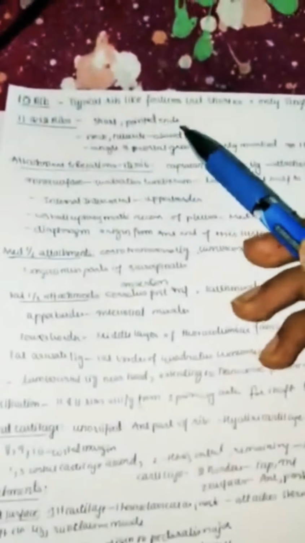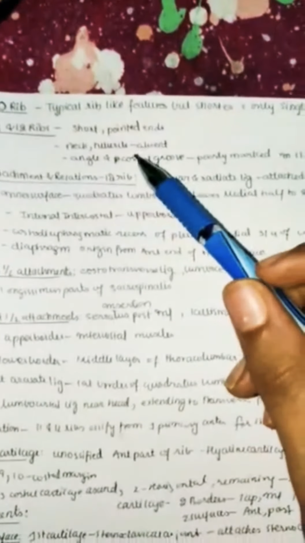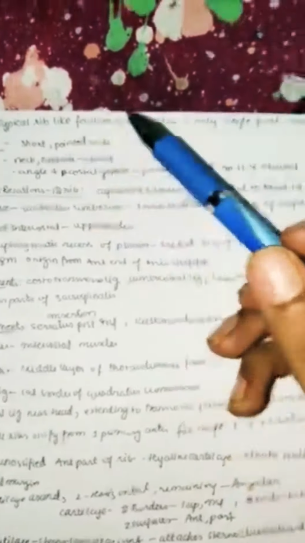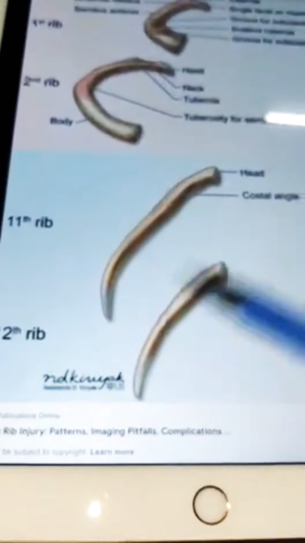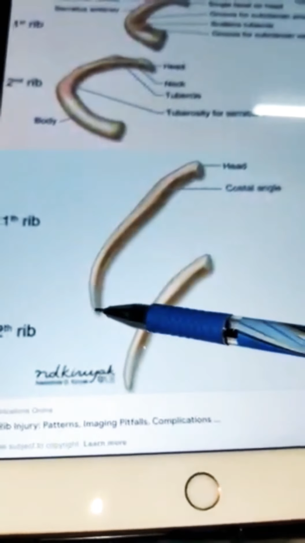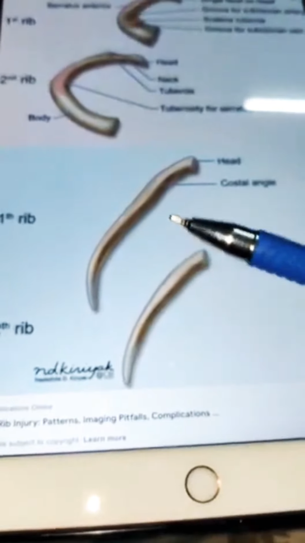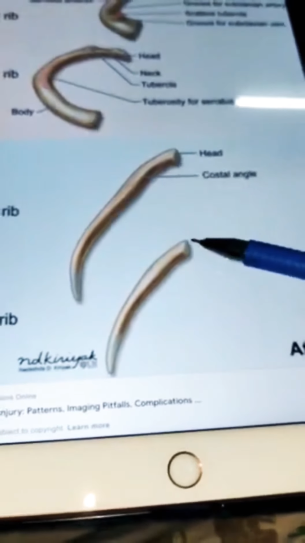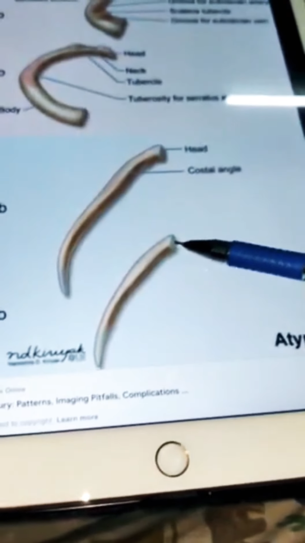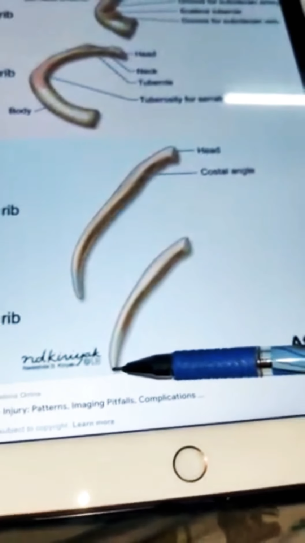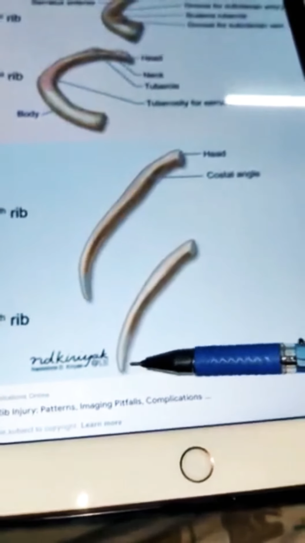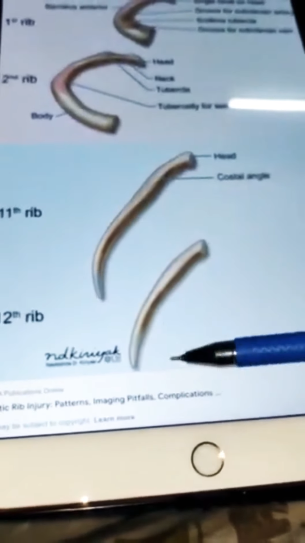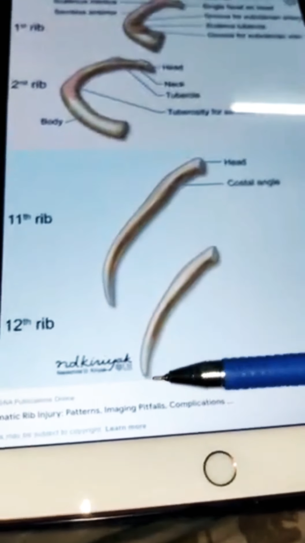So mainly you can see the 11th and 12th ribs are both short and they're having the pointed ends. So you can see these are the 11th and 12th ribs. These are short and having mainly pointed ends especially at your anterior surface. So this is the posterior surface which articulates with the thoracic vertebra, and the anterior surface which articulates with the sternum, right? But here the 11th and 12th are called floating ribs, so they'll not articulate with sternum, hence they have the pointed ends, you can see.